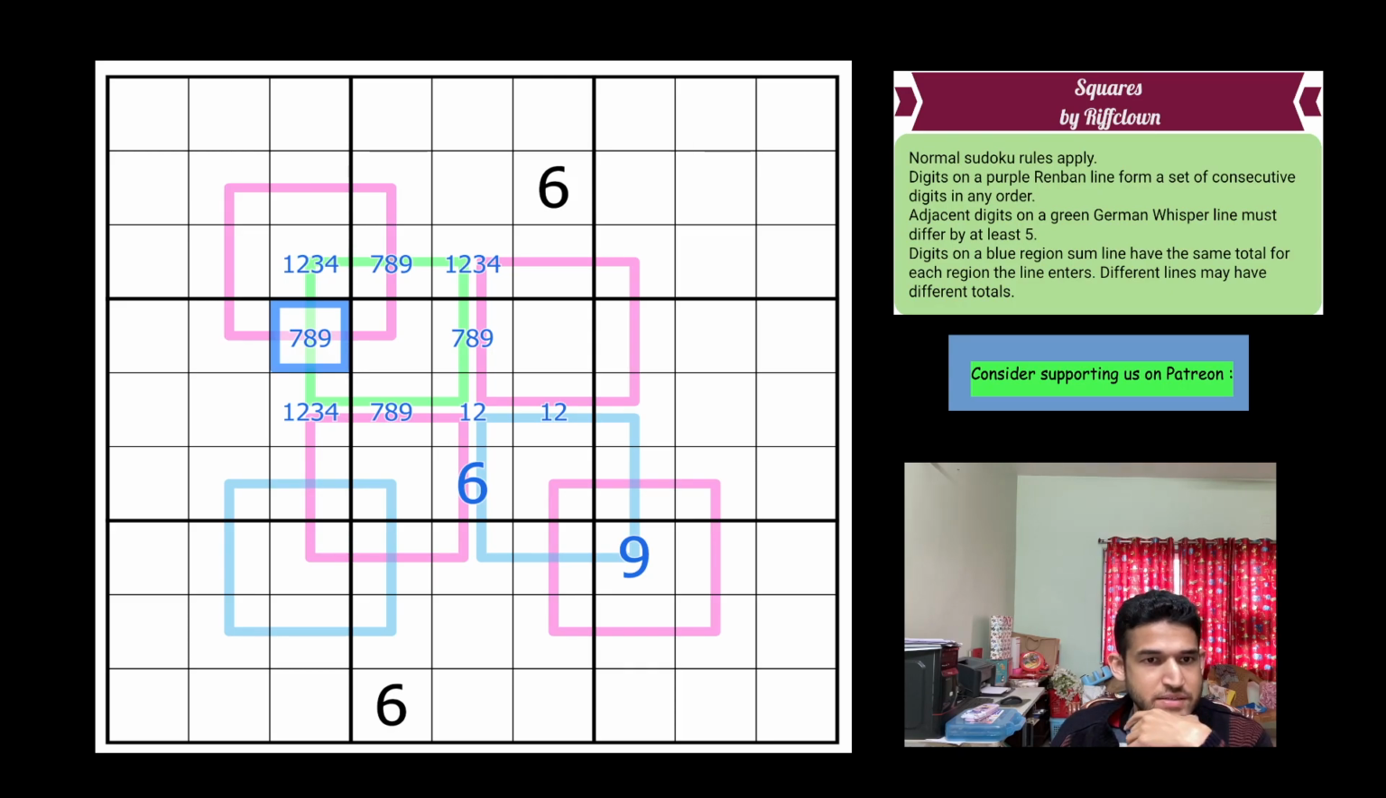Okay, that is really interesting now. So purple lines are Renban, right? So 1, 2, 3, 4, 5, 6, 7, 8. Okay, all the squares have 8 cells in them. So which means either 1 is removed or 9 is removed from the squares. The rest of the digits would have to be present, meaning 2 to 8. Because even if you remove any of these digits, then you won't be able to form a Renban line which has 8 consecutive digits. So 2 to 8 is present. Okay. What else can I do here?